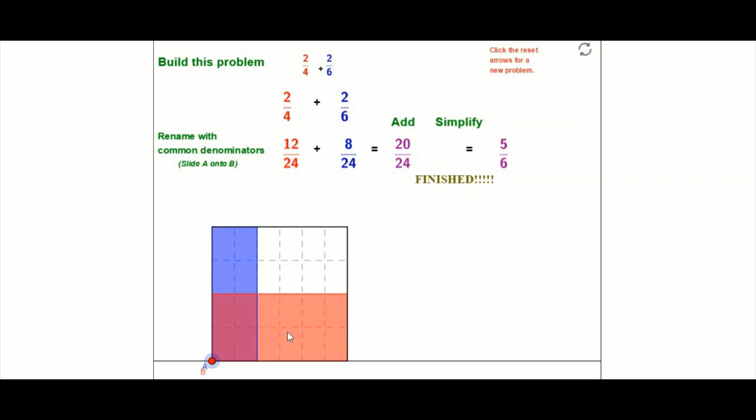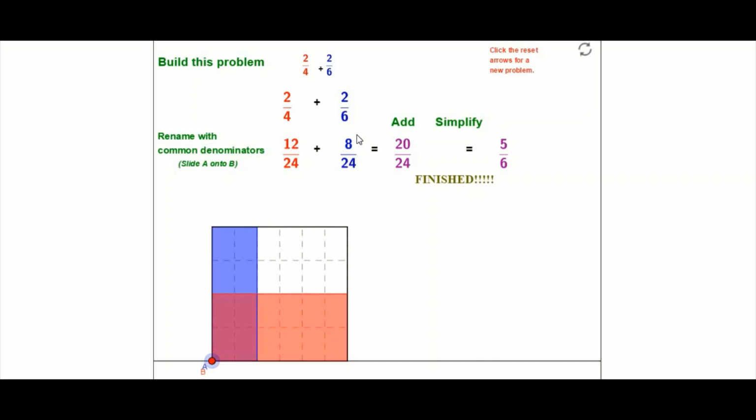Now how many red parts are shaded out of the 24? You would have realized that I have 2, 4, 6, 8, 10, 12. Alright, so I have 12 parts out of the 24. Now for the blue section, how many equal parts do I have shaded? I have 2, 4, 6, 8. So it is 8 parts out of 24.